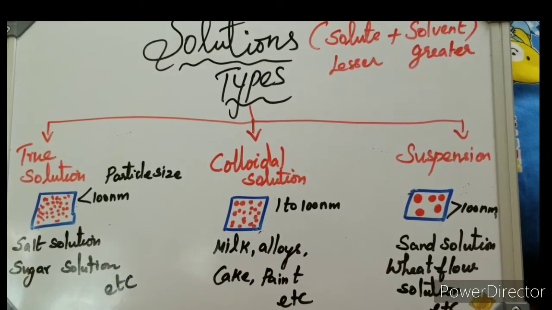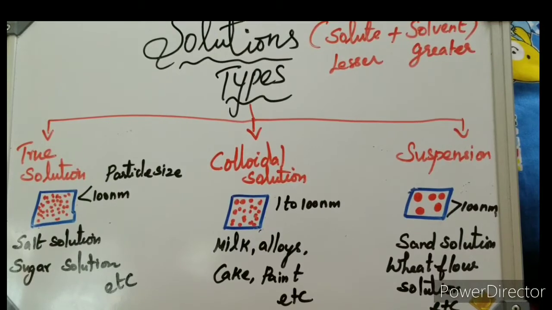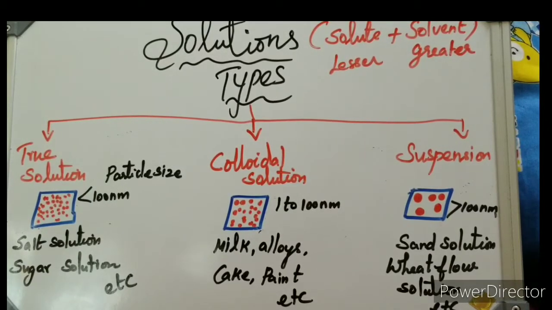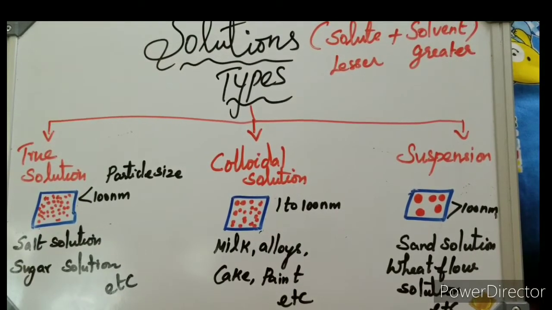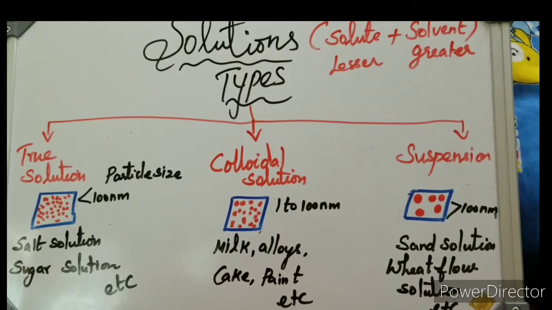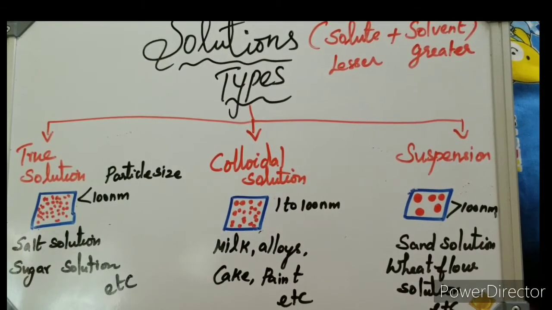Why can the salt dissolve in water? Because in a true solution the particle size is less than 100 nanometer. The particle size is compared to the molecular size. Molecular size here means the solvent, that is water. Compared to the molecular size, the particle size is smaller, so it can easily go into the solution. It easily dissolves with water and is fully dissolved. Such a type of solution is a true solution. It is called a true solution because the particle size is less than 100 nanometer.